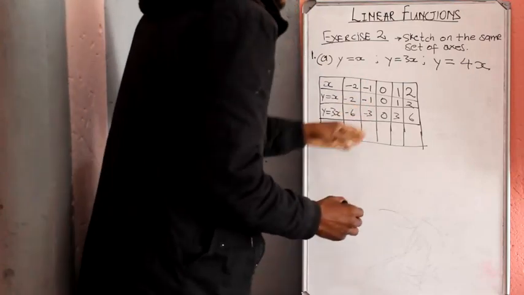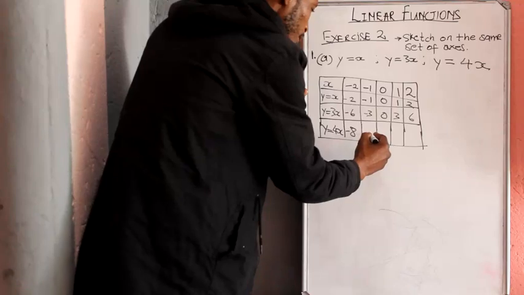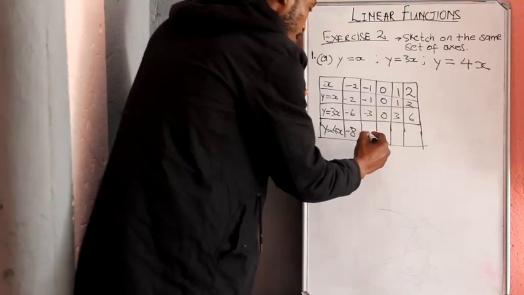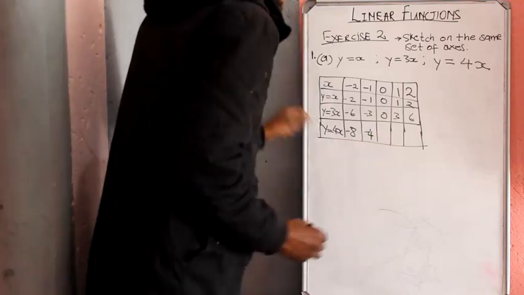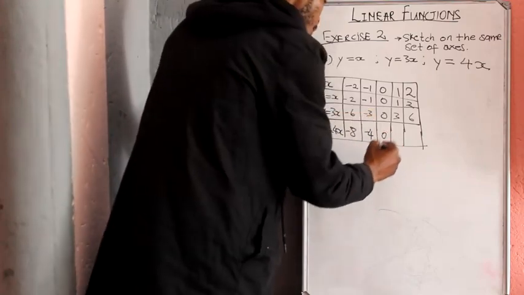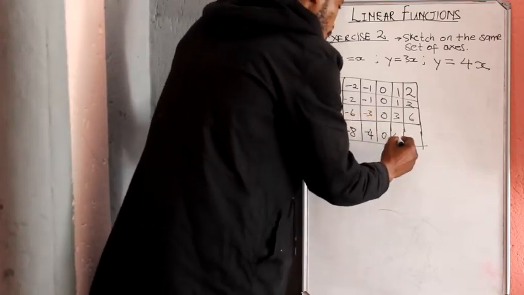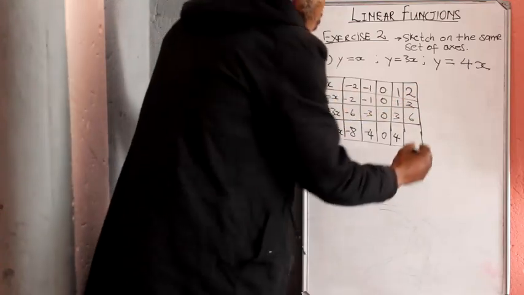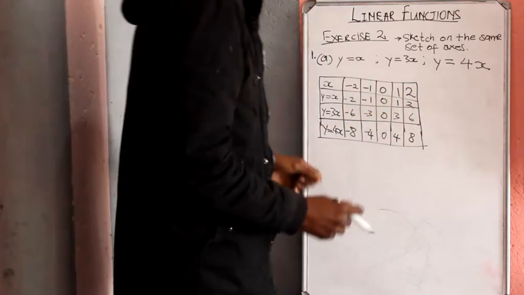And then by -1, that's going to be a -4. By 0, it's a 0. By 1, it's a 4. And by 2, it's an 8.